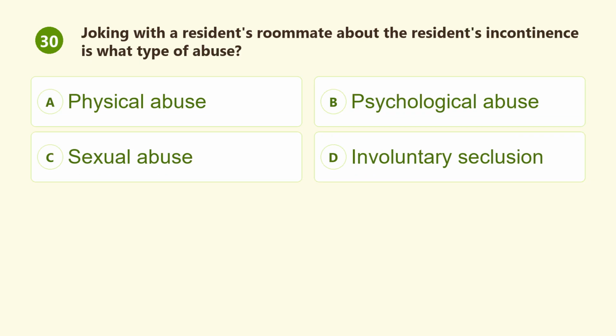Question 30. Joking with a resident's roommate about the resident's incontinence is what type of abuse? Option A, physical abuse. Option B, psychological abuse. Option C, sexual abuse. Option D, involuntary seclusion.